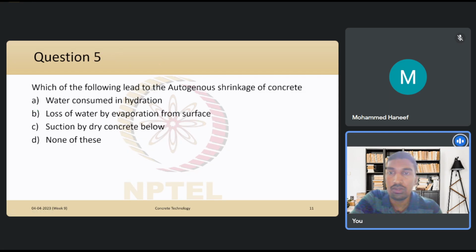So moving on to question number 5. Which of the following lead to the autogenous shrinkage of concrete? The options are: A, water consumed in hydration. Option B is loss of water by evaporation from the surface. Option C is suction by dry concrete below. And option D is none of these.